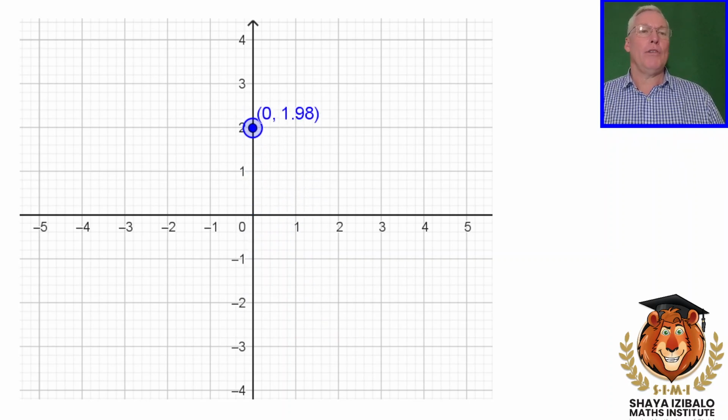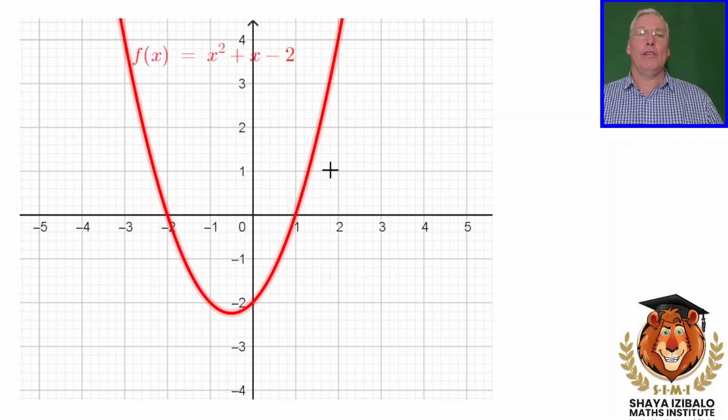And now we're going to look at a function. The function that we've chosen to look at first up is x squared plus x minus 2. Right. What we're going to do now is look at some transformations of that function. The first thing we're going to do is look at that function shifted up or down.